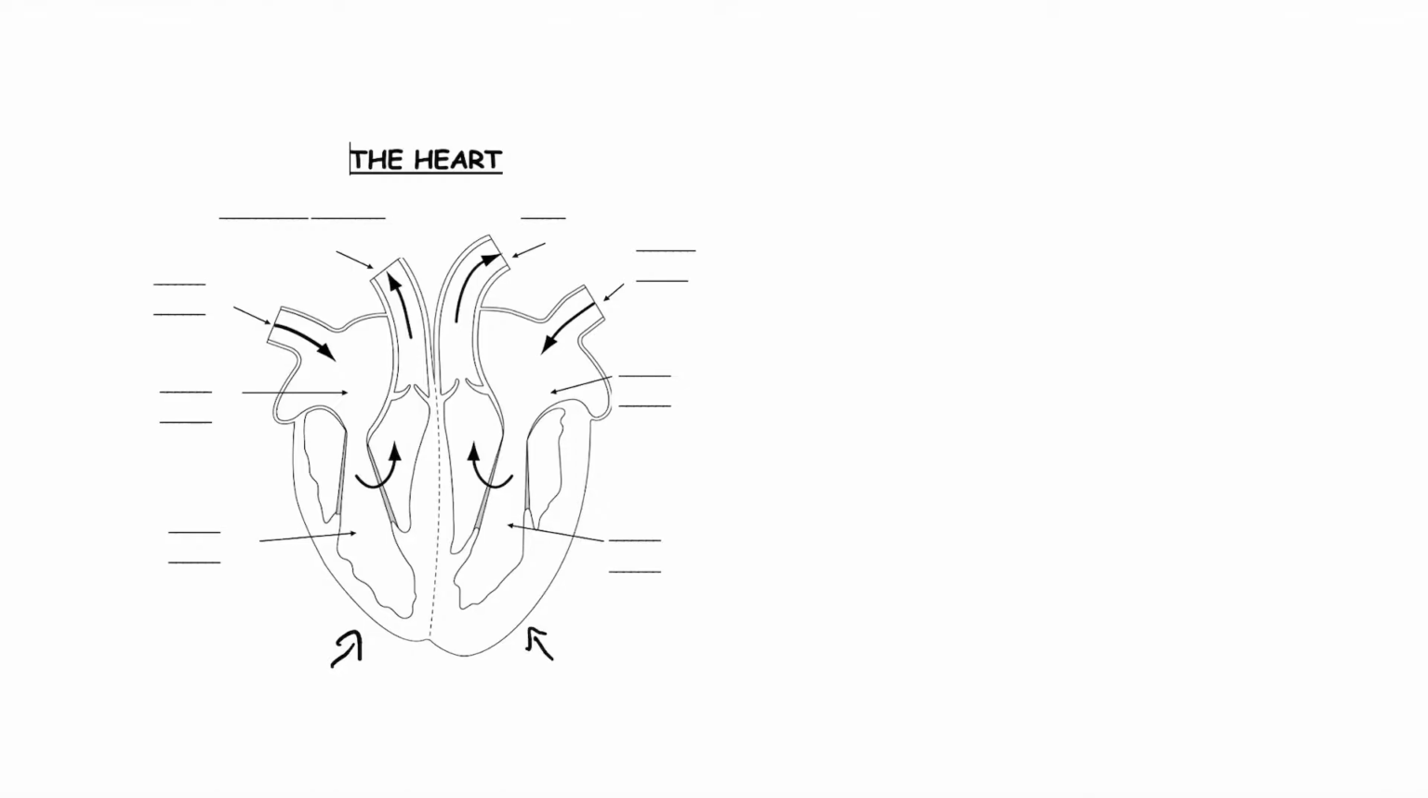Okay, and a better way maybe to remember this is to look at the thickness of this wall here, and you can see that this side has a much thicker wall than this side. The side with the thicker wall is the left, so I'm going to label that here, and the side with the thinner wall is the right. Okay, now why is that?